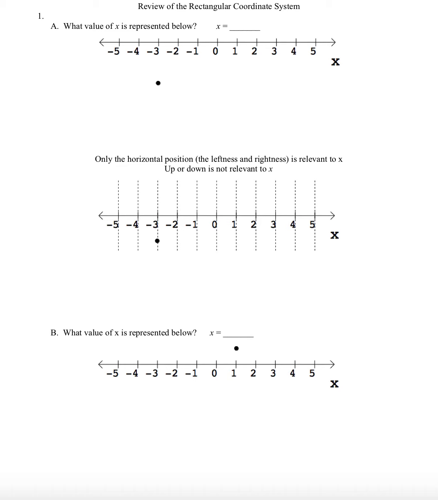the dot doesn't actually have to be touching the axis to give an x value. All we have to do is draw a perpendicular to that axis. Perpendicular cuts right across it at 90 degrees here. And whatever that perpendicular touches on the axis, that's the value. So the value of x that's represented by this dot is -3.